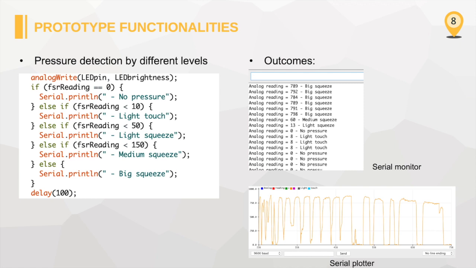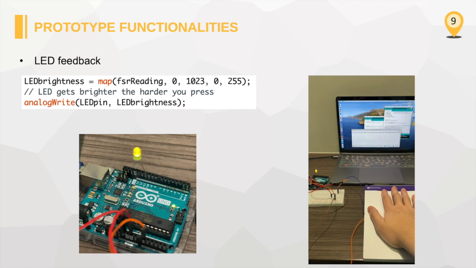The outcomes are presented in 2 ways. I can directly read the pressure value through the serial monitor, or the pressure waveform from the serial plotter. Other than reading the pressure value on the computer, I want to give limited feedback to users, so I use LED brightness to measure how much pressure they have put on the board.